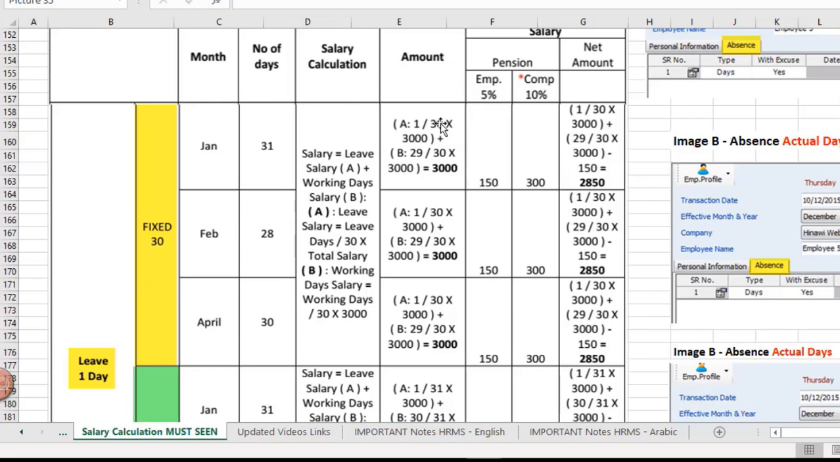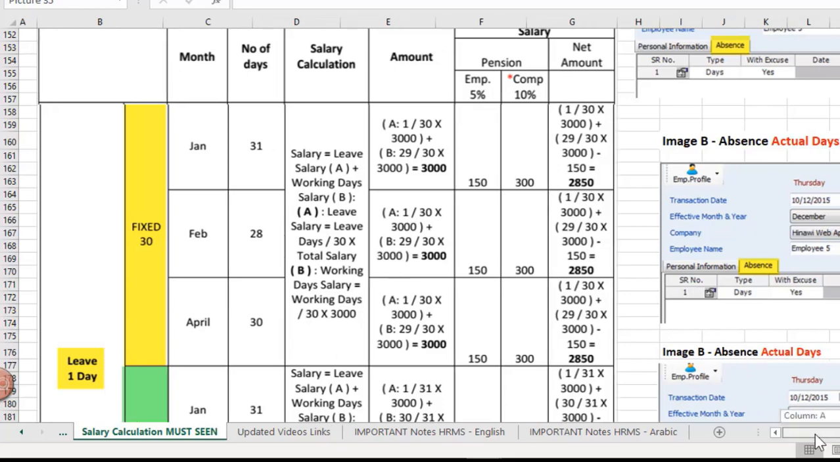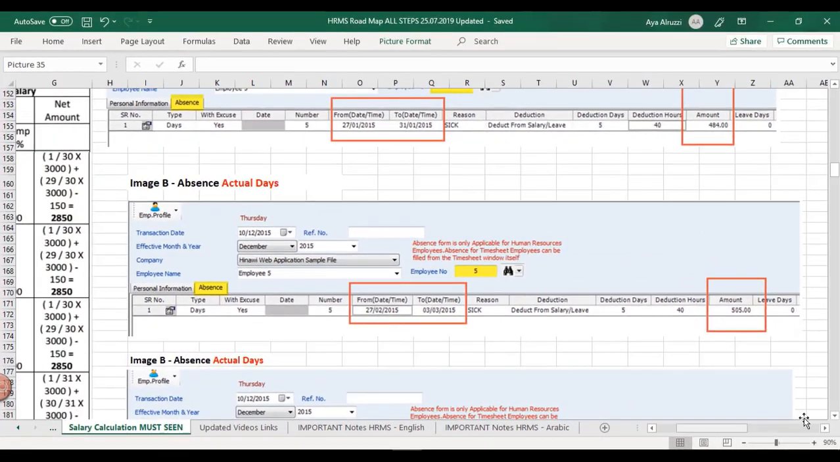Now, adding those parts together will give us 3,000. And if we want to minus the employee pension, it will give us 2,850, of course, for all 3 different months, January, February, and April, since we're talking about fixed 30 days. Let's see now practically as a screenshot how this is calculated.